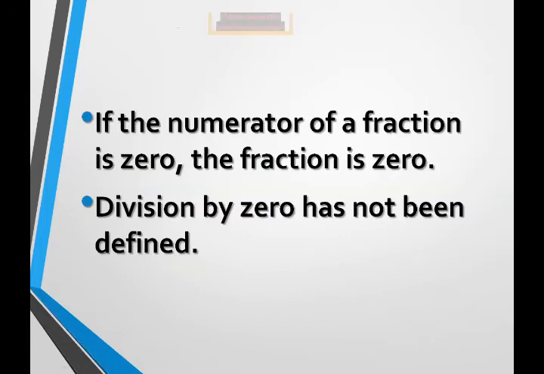These 2 points are very important. If the numerator of a fraction is 0, the fraction will become 0. The complete answer will become 0. When the numerator of a fraction is 0, the answer of the whole fraction becomes 0. And division by 0 has not been defined. If 0 is the denominator, the value of the fraction has not been defined.